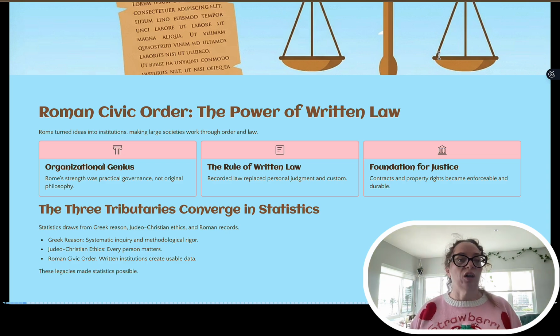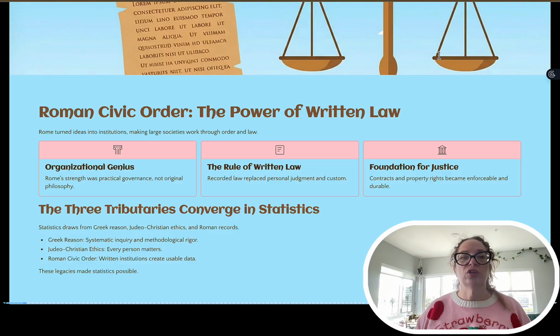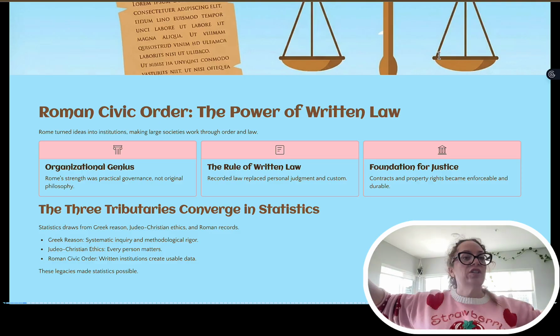Rome's answer was written law, applied consistently to everyone within their jurisdiction, not to the chief's personal judgment, not family connections, not what your particular tribe has always done. Written law, recorded, public, accessible, predictable. It applies to every Roman citizen from Spain to Syria.